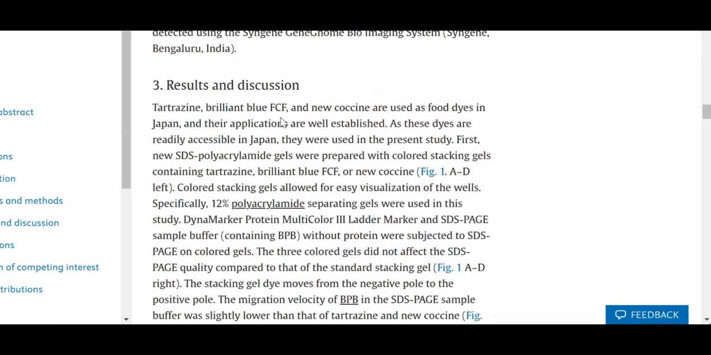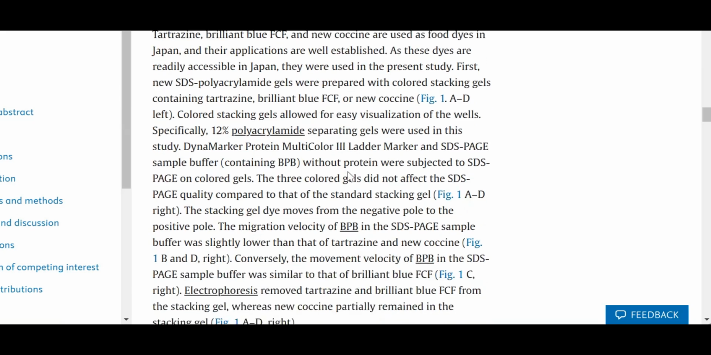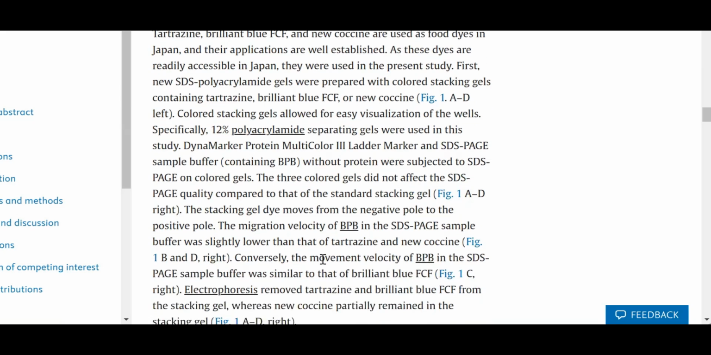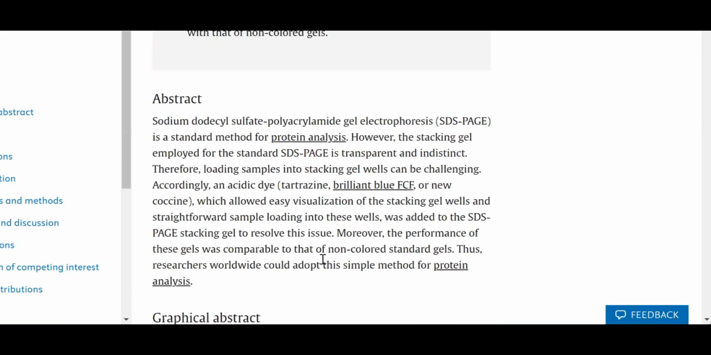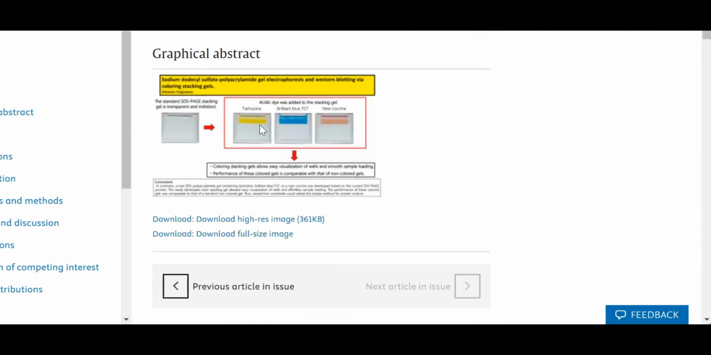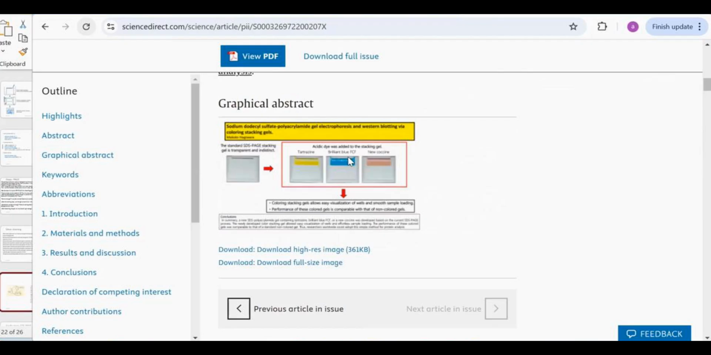Tartrazine, brilliant blue FCF, and new coccine, these are used as food dyes, right? So what are these molecules? Why are they used? That is the concern. So a 12% acrylamide separating gel is used, and to that they had added these additional dyes, right? So you can have this kind of a gel in which the starting part is colored with a different dye agent. So it is tricine SDS-PAGE, one example of that. Is it clear?